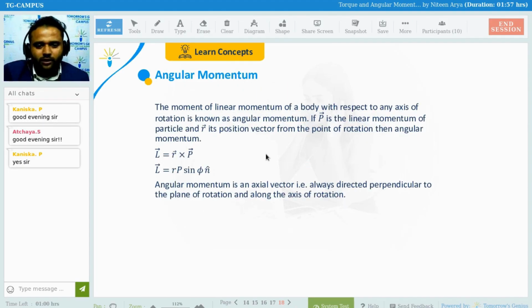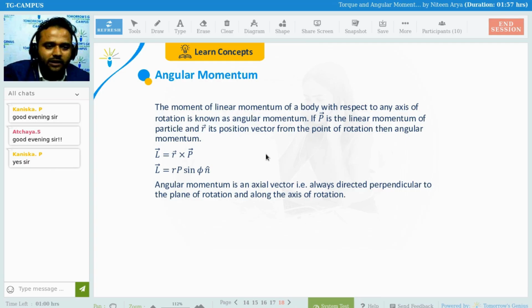Okay. So this is your angular momentum. Just give me one more minute, because I want to assign your homework also. I have already done it.